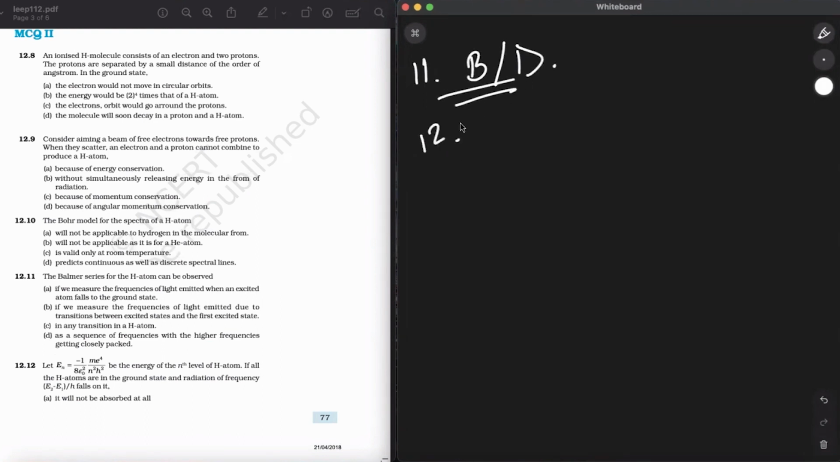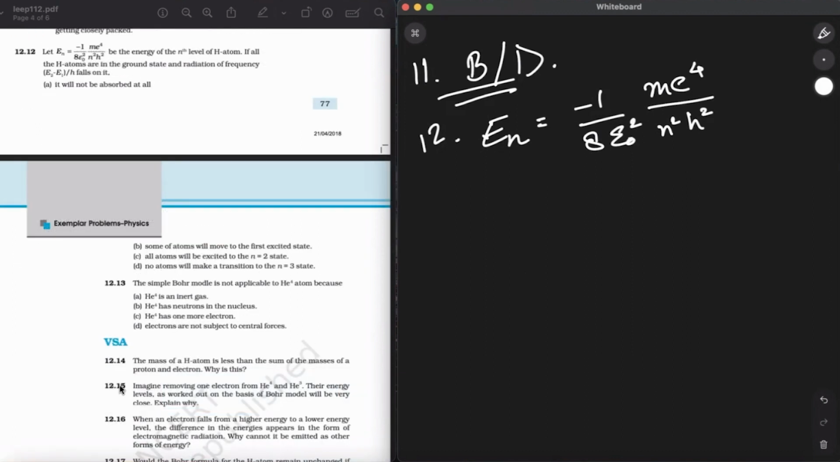Moving forward to the next question. We have been given the energy En of the nth level of the H atom, which can be determined from the expression with 8 epsilon naught squared, e to the power 4, n squared h squared. If all the H atoms are in the ground state and radiation of frequency (E2 minus E1) by h falls on it, we have four options there.